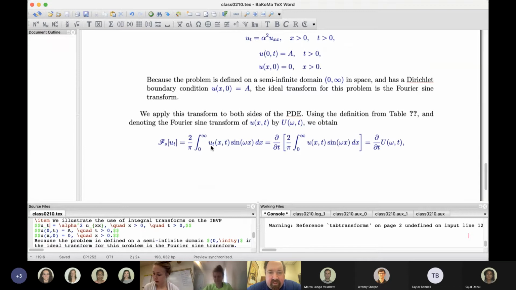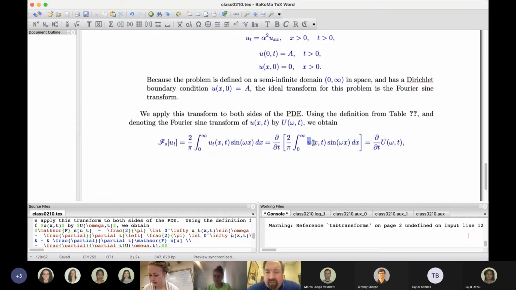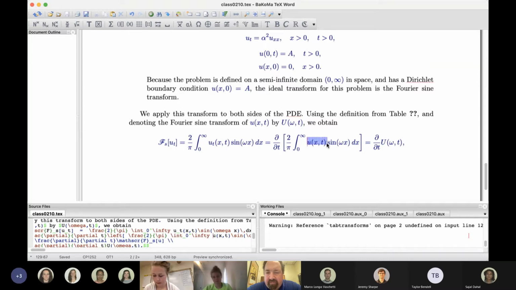Now, the only thing in this entire expression that depends on t is u of x, t. So I can take the partial derivative operator with respect to t and pull it out of the integral. Put another way, if I want to differentiate this whole thing with respect to t, because the only t dependence is right here, this d/dt would only be applied to u.